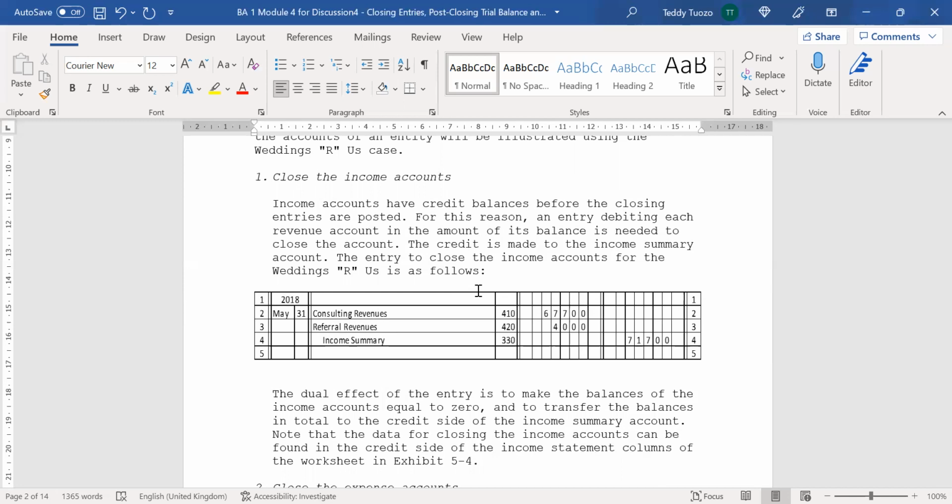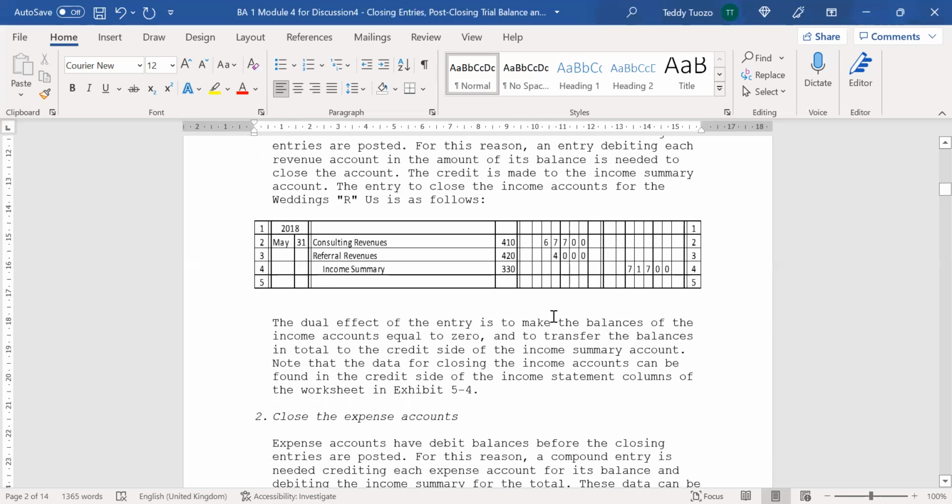Of course, when you close the income, your balancing figure would be the income summary. For all we know, income accounts have credit balances, so in the closing entry for income we debit them. We now debit the consulting revenues and referral revenues accounts, and we credit the income summary account for the amounts given in the balance of the ledger or the trial balance, or in the worksheet that we have done, or on the adjusted trial balance, or under the income statement balance column.